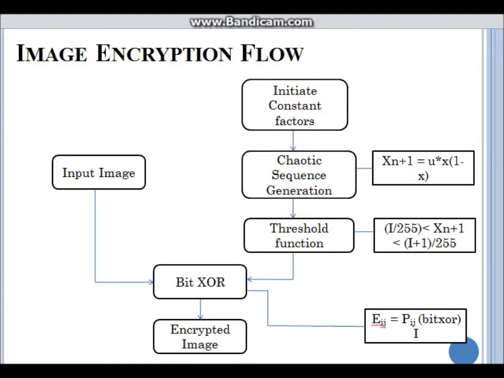First, we are going to initiate constant factors u and x. The value of u is between 0 to 1. The value of x is between 0 to 4. This undergoes chaotic sequence generation. And further, the thresholding function is also done with the help of the comparison of the low threshold and the high threshold. And the bit XOR operation is done with the help of input image, by which we get the encrypted image.